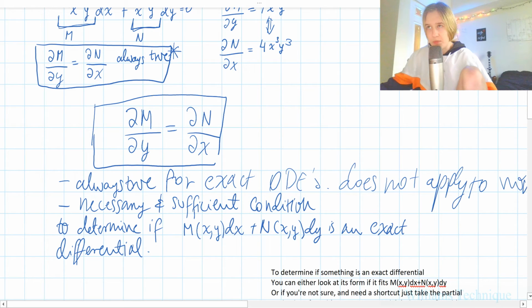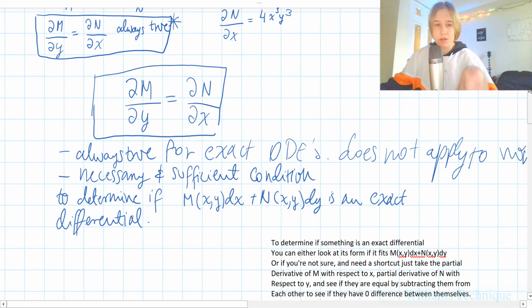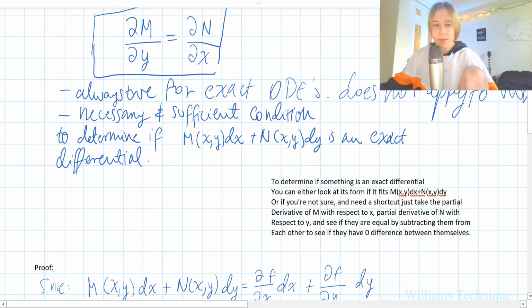And well, since you're learning about exact ordinary differential equations, non-exacts don't necessarily apply until later, usually mid to the end of your first course in differential equations, or sometimes you'll go over them in partial differential equations as well. So, anyway, back to exact differential equations.